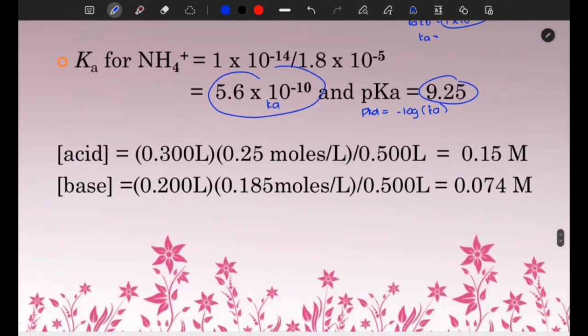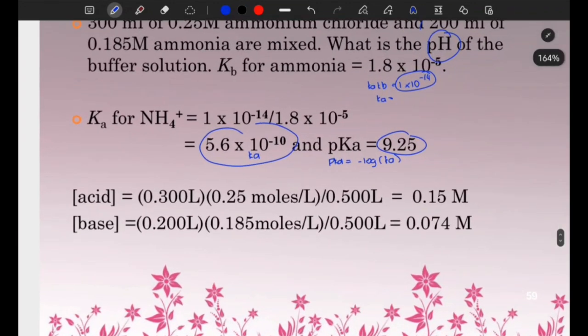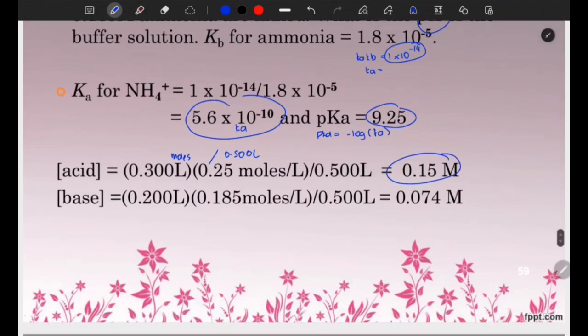Next, we have to find the concentration of acid and the concentration of our base based on the question given. Just a simple step, and this is similar to the first question: moles divided by the total volume. So you will get the concentration of acid, which is 0.15 molar, and for our base the concentration is 0.04 molar.